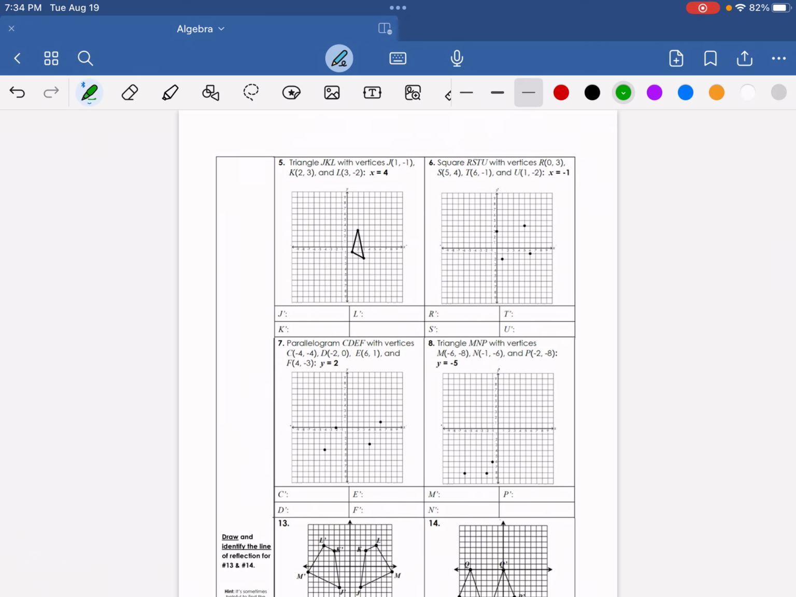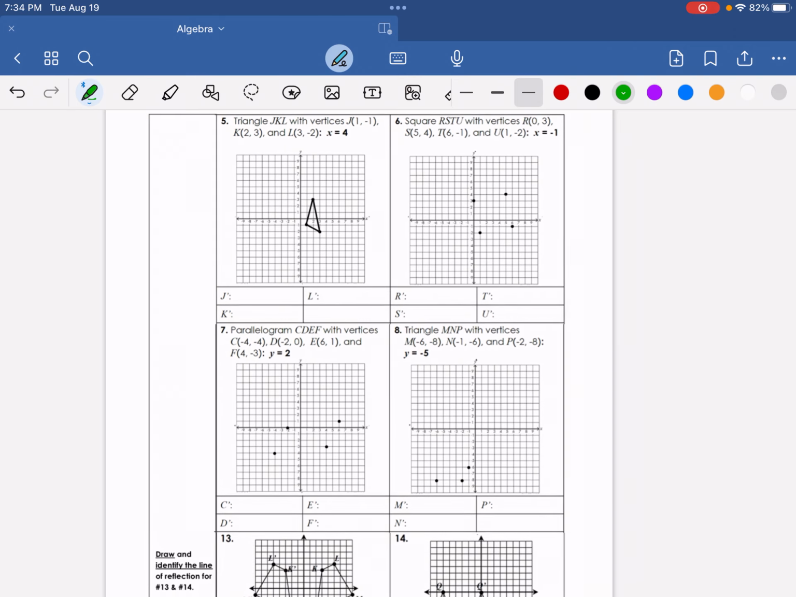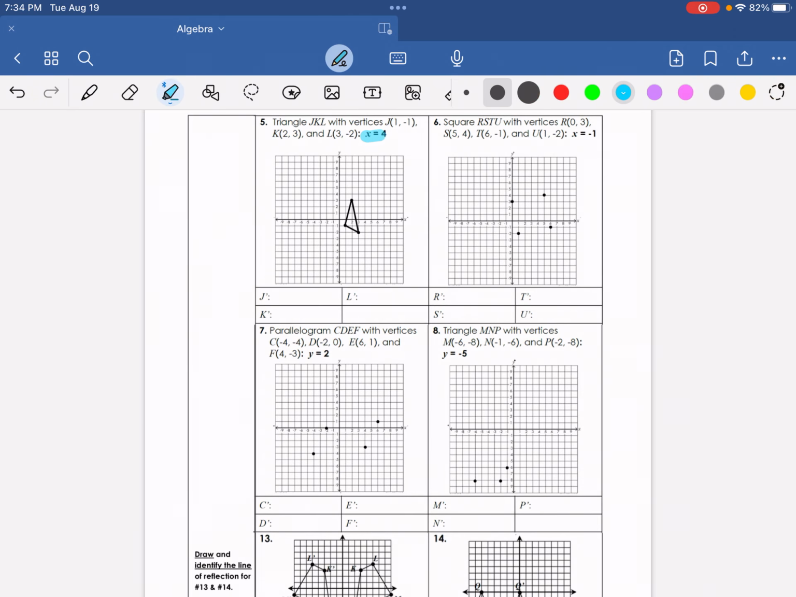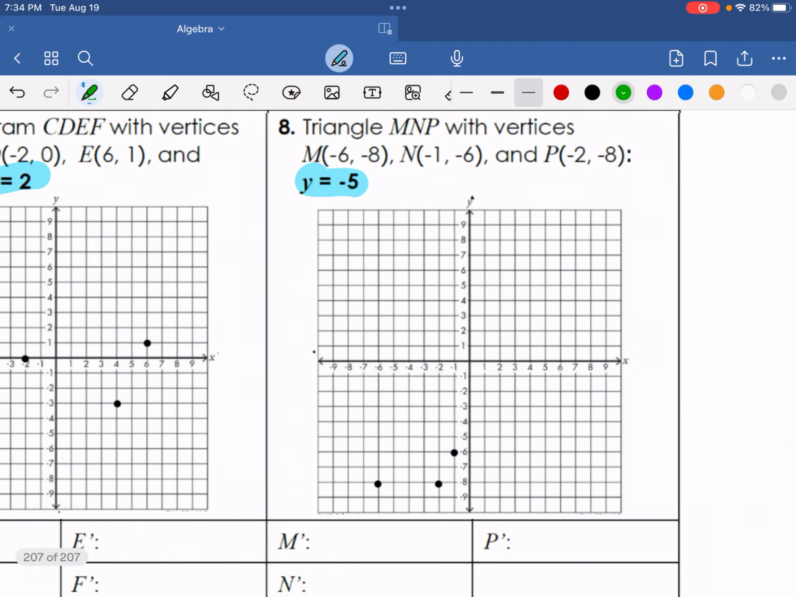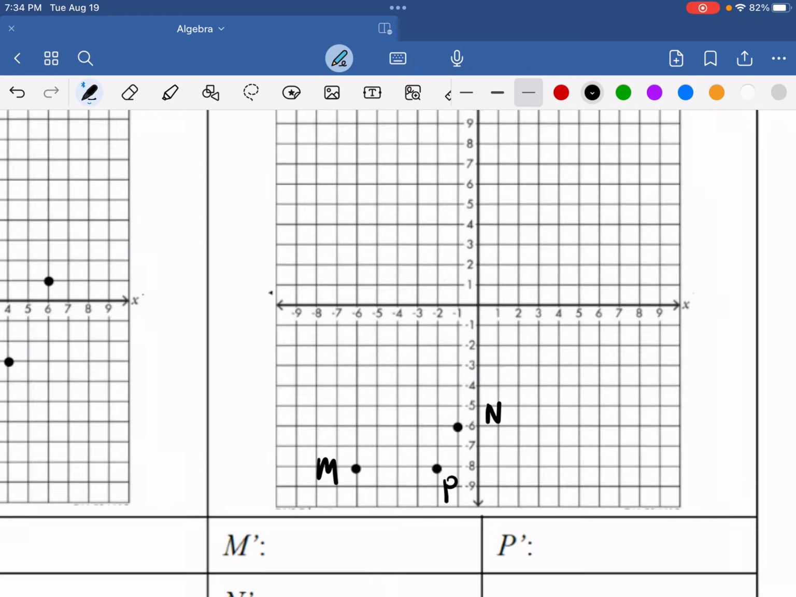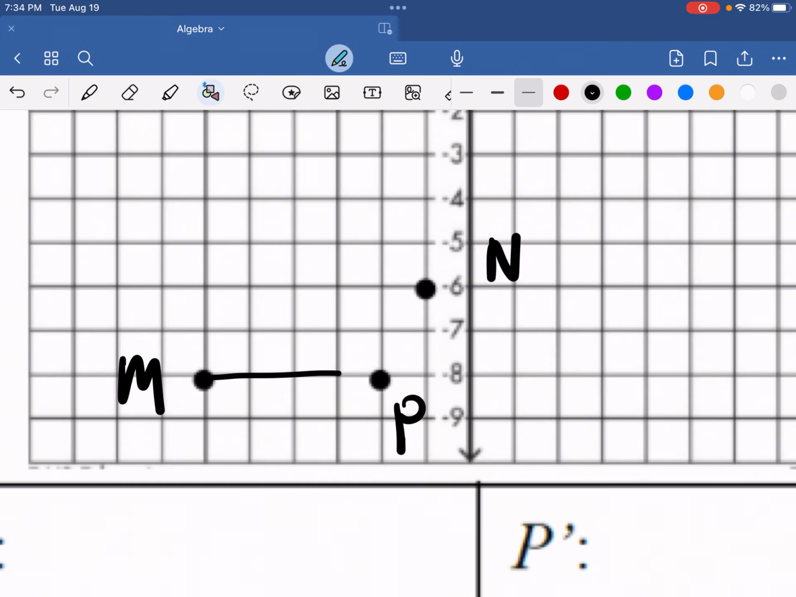I'll do one from the back. So for the back, it's no longer the x-axis or y-axis. Now they have a different line of reflection, but it does look like an x or y. So we're going to do 8 like we did in class. So here, mark your points, M, N, and P. And now let's connect our triangle.